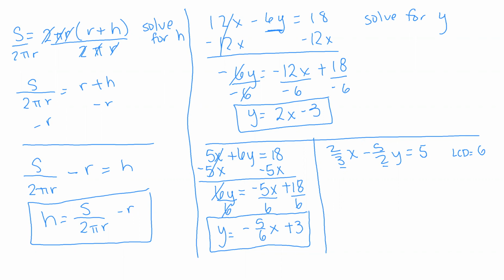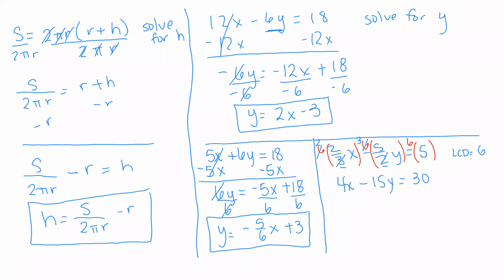That's the LCD. So what I would go ahead and do is multiply all three terms by the LCD. You do have to multiply everything, even if it doesn't look like a fraction. So on this first term, 2/3 x, 3 goes into 6 twice, leaving 2 times 2 times x, or 4x. For the next term, negative 5/2 y times 6, 2 goes into 6 3 times. I'm left with 3 times 5 times y, or negative 15y. And then finally, 6 times 5 is 30.